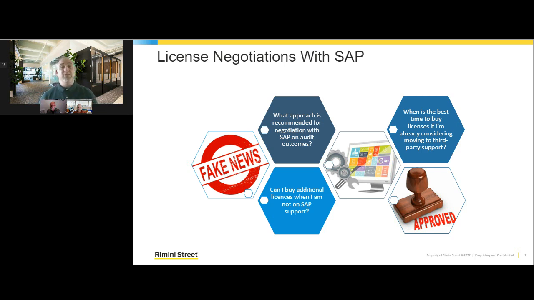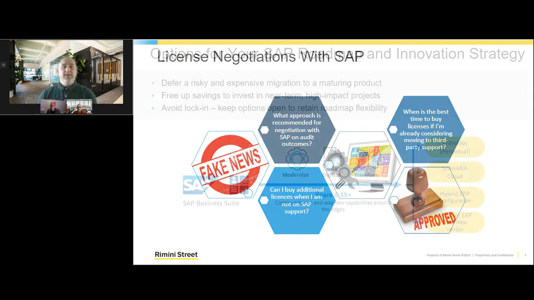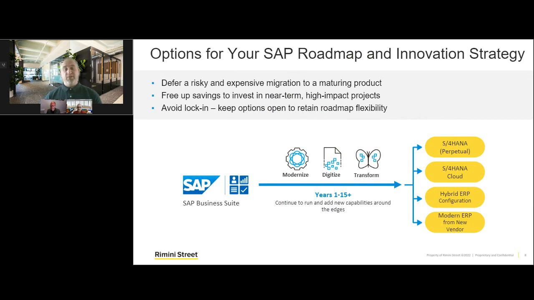It allows you to continue to actually innovate and grow your system without paying exorbitant costs for maintenance when that maintenance payment is going towards a product you may not need or want in the future. So you absolutely can. So, what are your options for your roadmap? We're talking about licensing, we're talking about maintenance, we're talking about RISE with SAP. But what are your options for your roadmap?